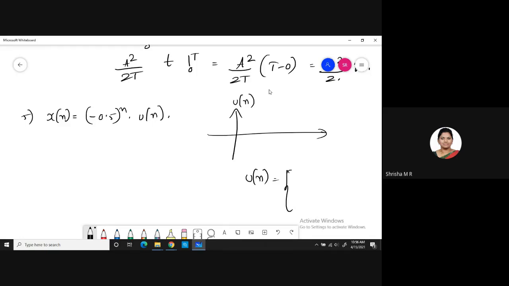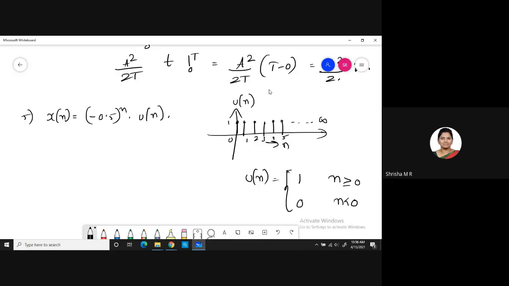This is a discrete time signal, so your x-axis is n here. u of n is 1 for n greater than or equal to 0, and it is 0 for n less than 0. So you have an amplitude of 1 for n equal to 0, 1, 2, 3, 4, 5, and so on up to infinity.